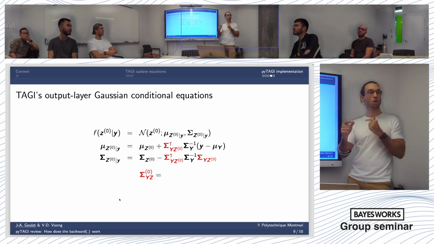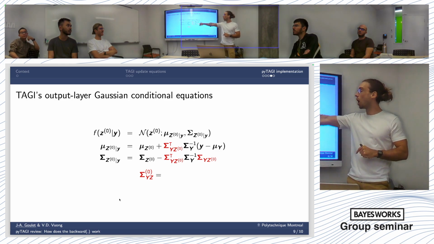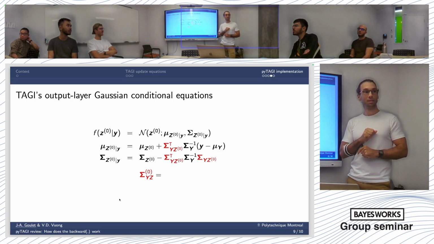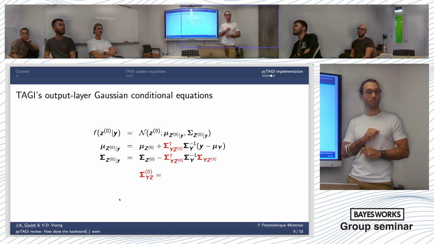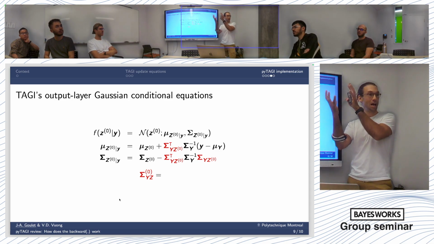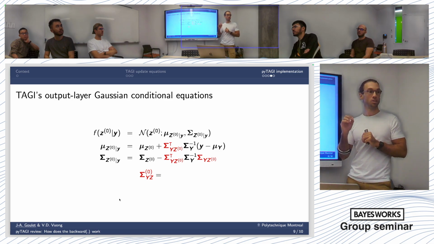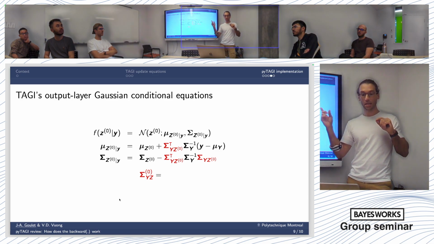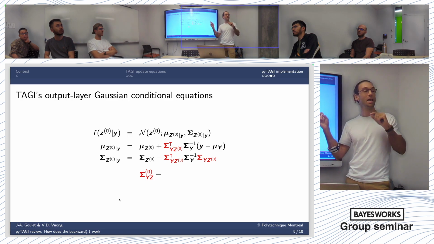So if we reverse the problem, what is sigma y? Sigma Y is sigma Z output plus sigma v, the observation error, plus the variance of my output layer. Perfect. So given this formulation, what is the covariance between y and z output?